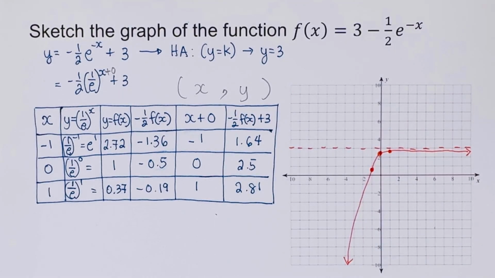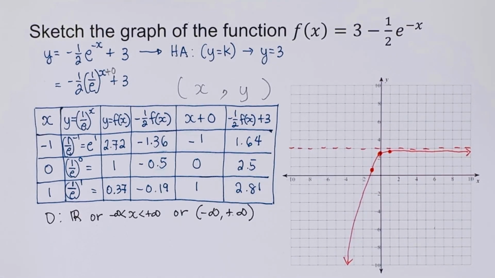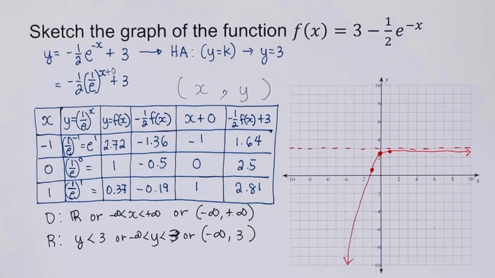So this is the graph of this given function that we have here. Looking at this graph, our domain here would be all real numbers. And our range here will be values less than 3. So that is how we sketch the graph of functions involving the Euler's number e.